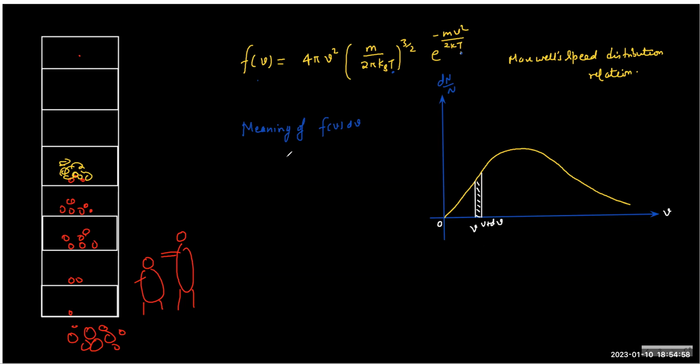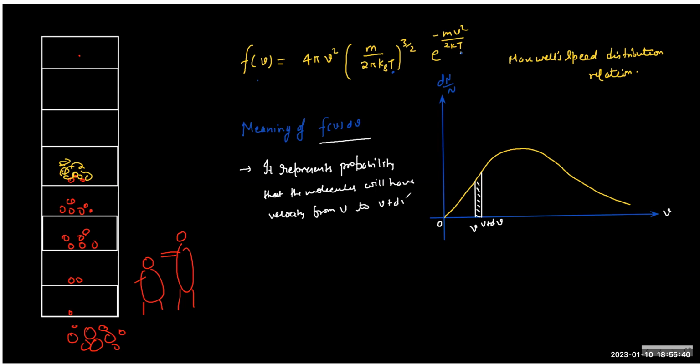Now this is the meaning of f(v)dv. f(v)dv actually represents the probability that the molecules will have velocity from V to V plus dV.